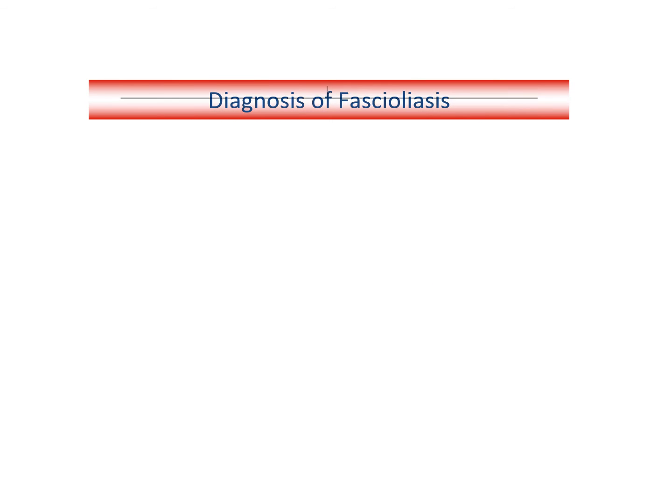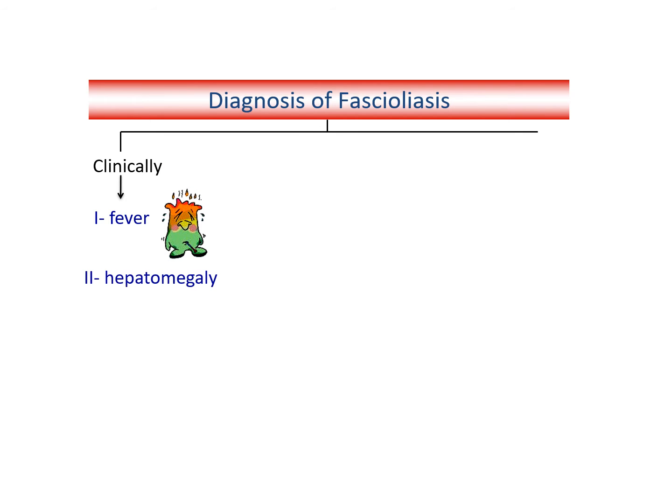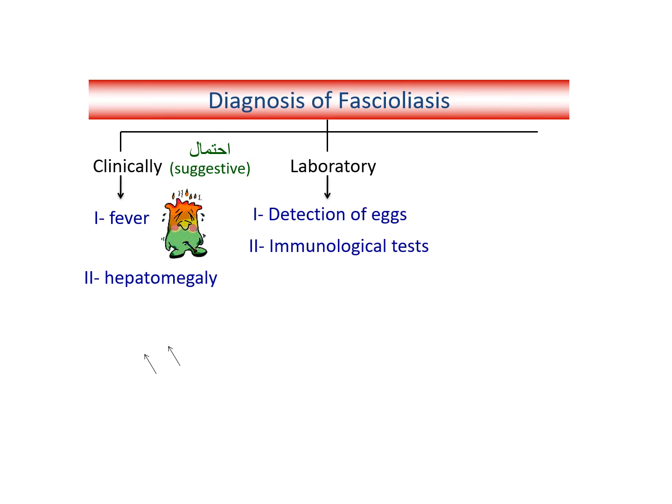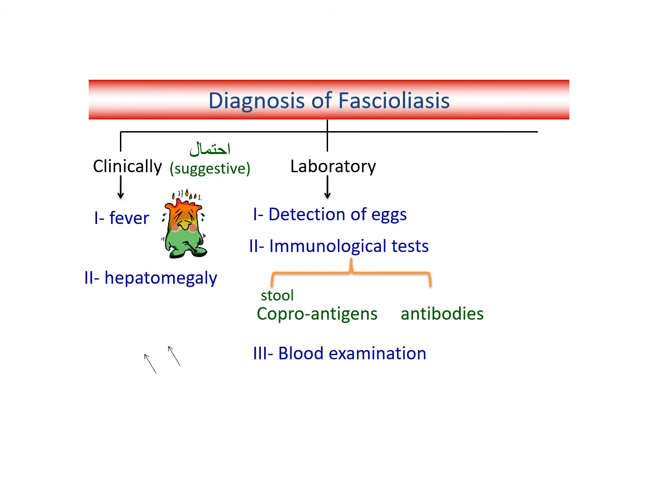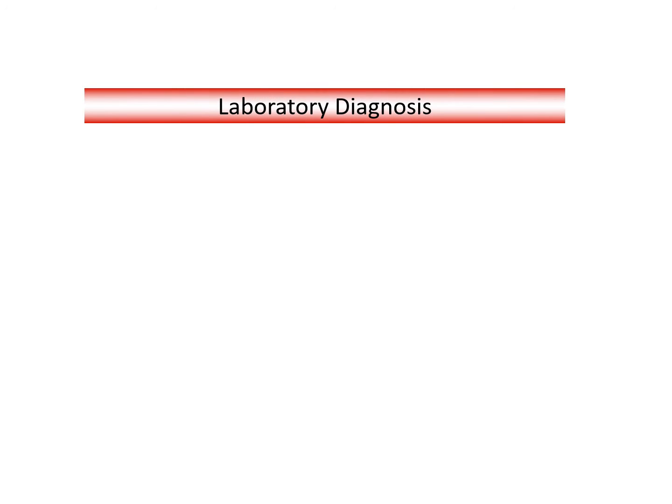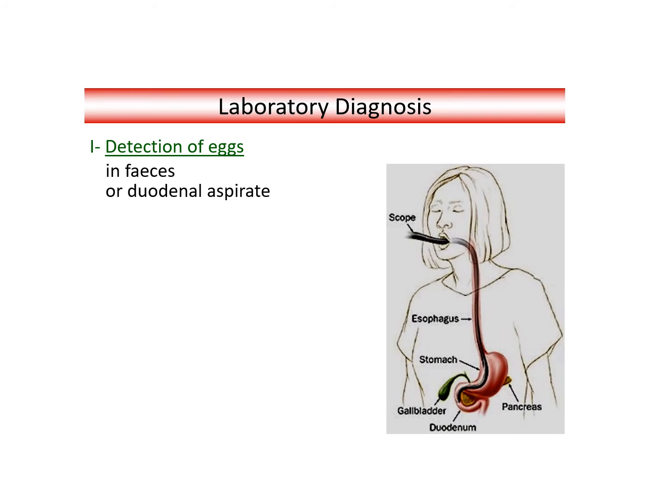Diagnosis of fascioliasis. Clinically, fever and hepatomegaly are suggestive. Lab: detection of eggs, immunological tests, either coproantigens or antibodies, blood examination, radiology. Lab diagnosis: detection of eggs in feces or duodenal aspirate.